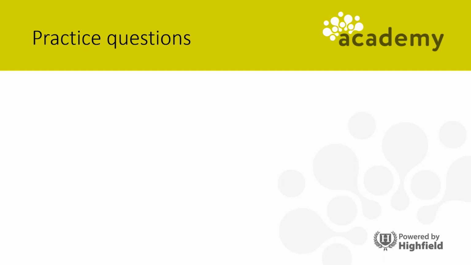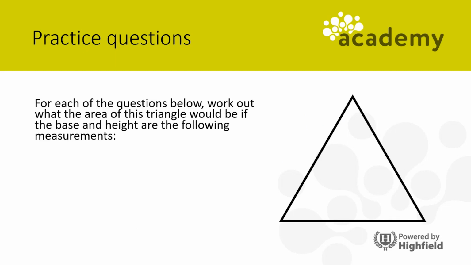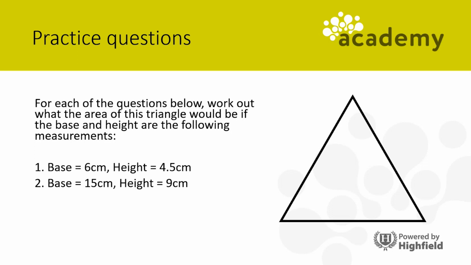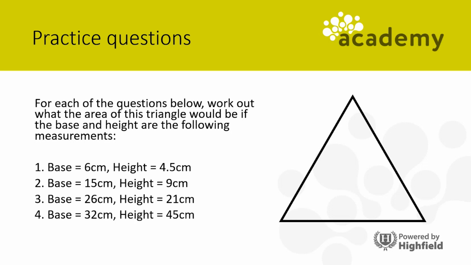Let's look at some practice questions. For each of the questions below, work out what the area of this triangle would be if the base and the height are the following measurements. The base is 6 centimeters and the height is 4.5 centimeters in the first example. The base is 15 centimeters and the height is 9 centimeters in the second example. The base is 26 centimeters and the height is 21 centimeters in the third example. And the base is 32 centimeters and the height is 45 centimeters in the fourth example. So press pause, have a go at answering the question, and press play when you're ready to see the answers.